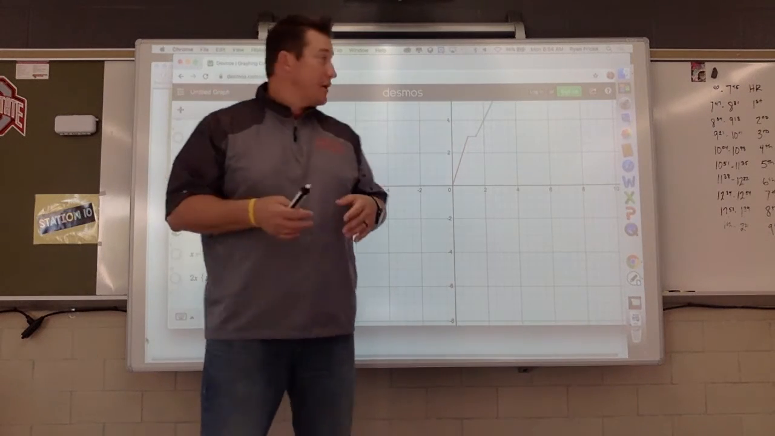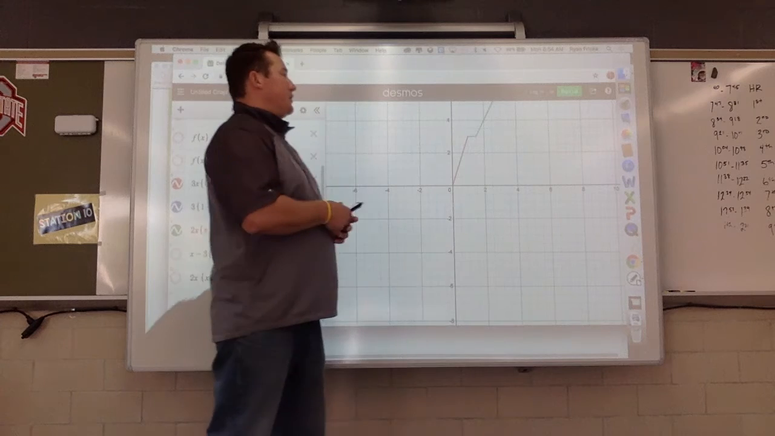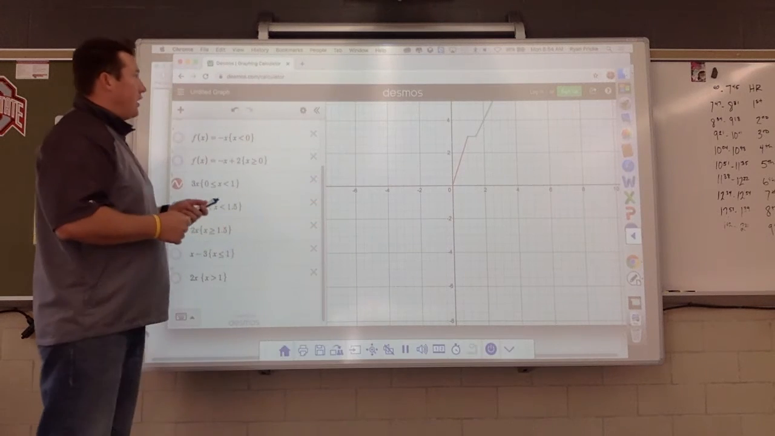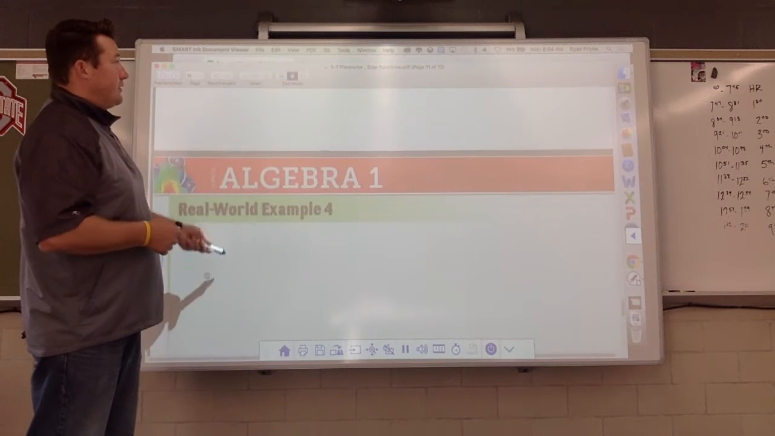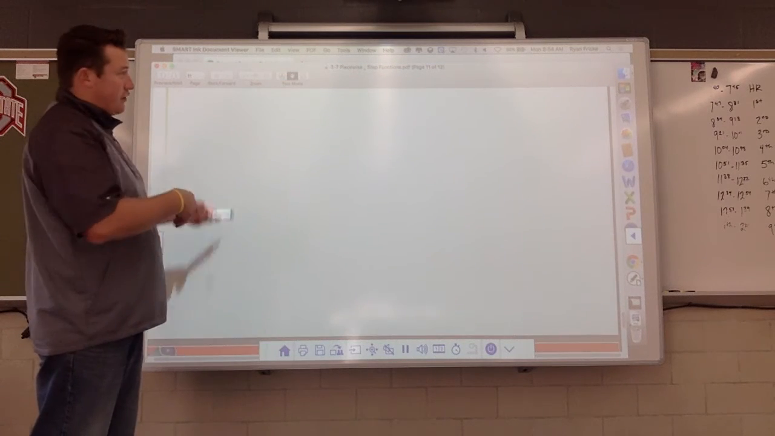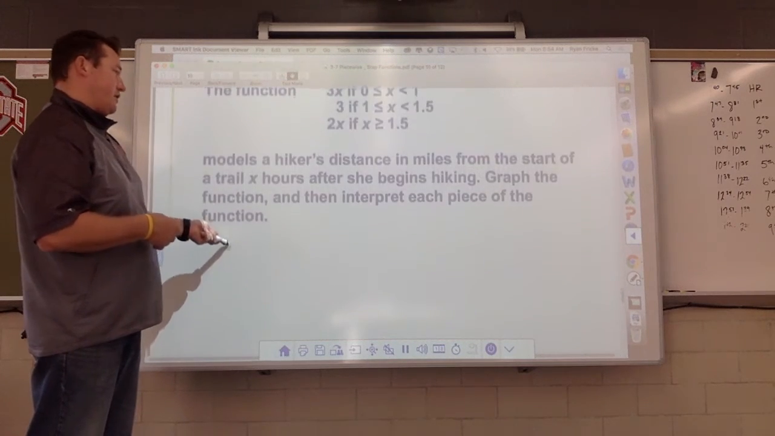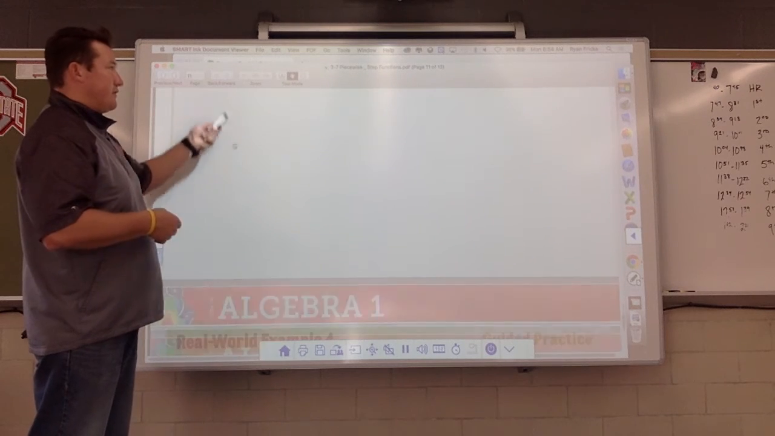Makes sense, you know what I mean? Hiking not as fast, but still pretty good. All right, so should be good there. Getting a close look, there was our graph for it, guys. Do we have to do anything else here? Nope, just interpret each piece of the function. That was great.